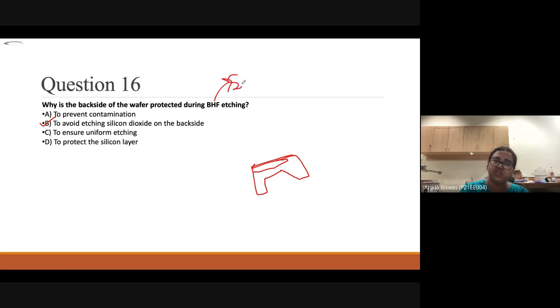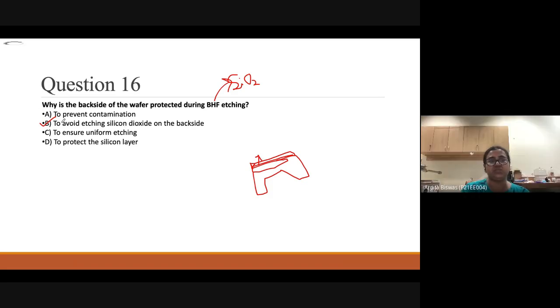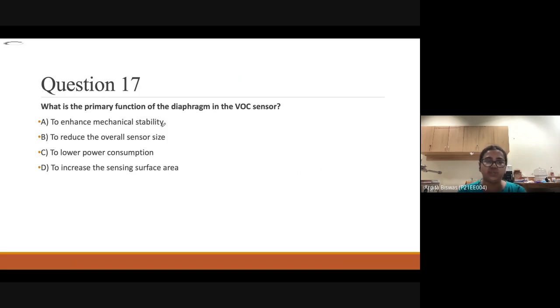Okay. So if the SiO2 on the backside is not protected, they can use the photoresist to protect that portion, and otherwise, when they dip this portion into the BHF solution, this oxide also gets removed on the surface of the Si wafer. Okay, so the right option is option B.